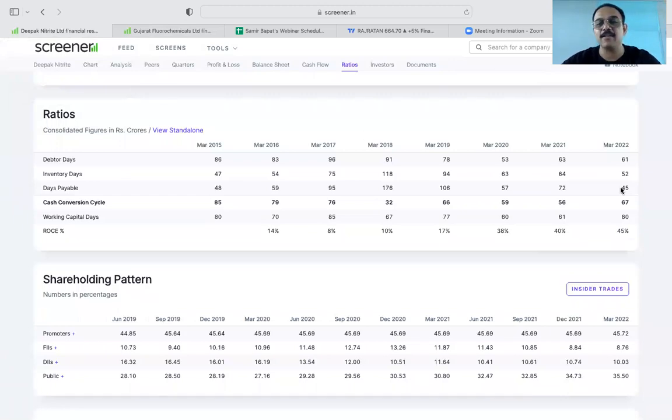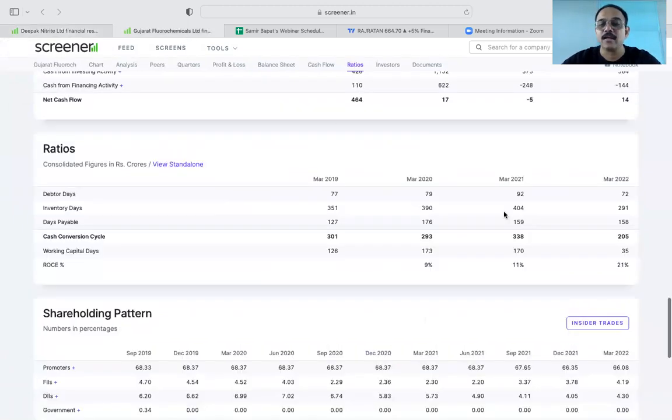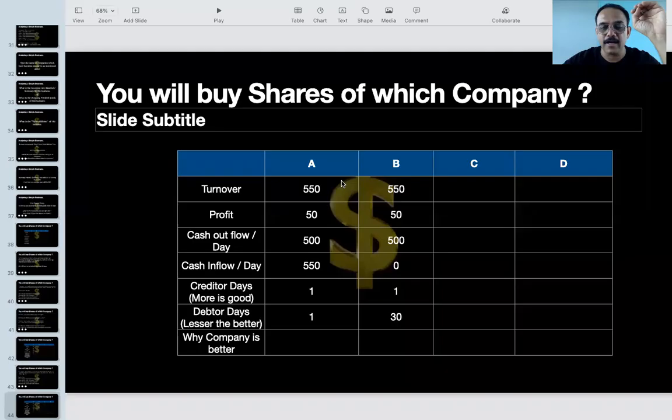Deepak Nitrite is paying in 45 days, and Gujarat Fluorine is paying in 158 days. Though it is good that they are paying very late, it can have repercussions. Suppliers might stop supplying also. So this is one thing you have to see. Okay, let's move forward.